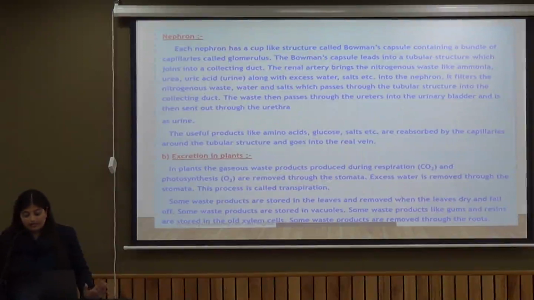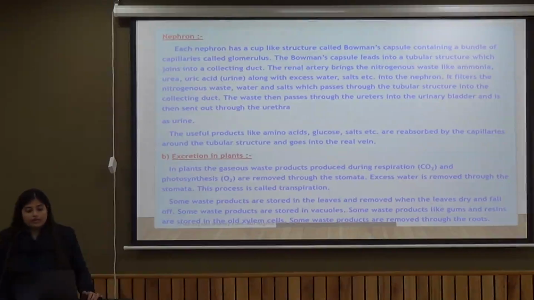Now, when the blood is filtered, a lot of useful products are also filtered. So, when the urine is passing through the tubular part of the nephron, products like amino acids, glucose, salts, and other materials are reabsorbed by the capillaries and sent back to the blood. Now, this process where these substances are reabsorbed by the nephron and sent back into the blood is known as selective reabsorption. It's a very, very important part of the process when the urine is formed.